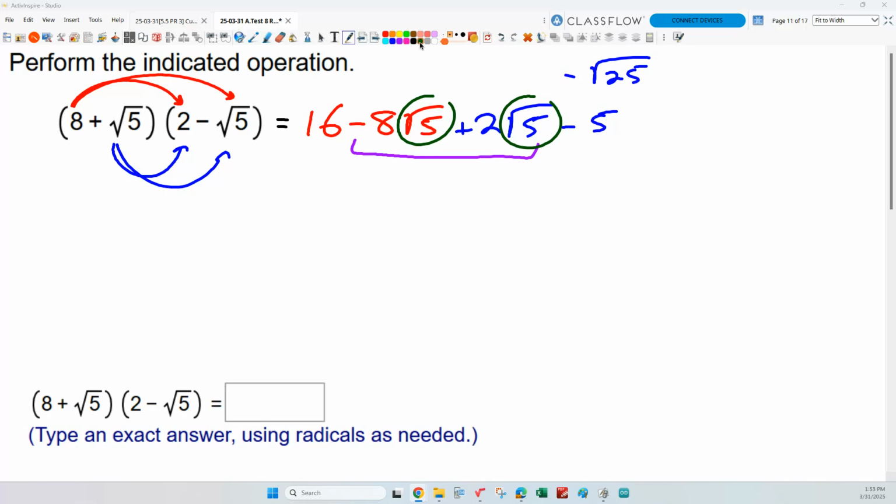What needs to happen for two radicals to be like radicals? Two things have to be the same. What are they?